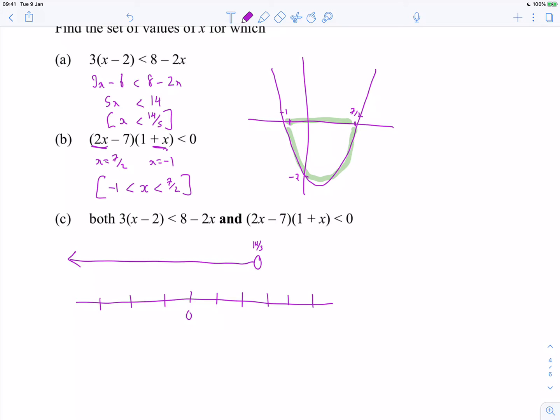And now the second one, when x is greater than minus 1, so there's minus 1, and less than 7 over 2, which is 3.5, so 7 over 2 is out here somewhere, so it's trapped between these two things. Now, do you spot that the only region where both of them are true is between here and here? Any x value in here will satisfy both. So the answer clearly is going to be x is trapped between 14 over 5 at the top end and minus 1 at the bottom end. Being able to check when inequalities are valid for multiple filters is quite important.